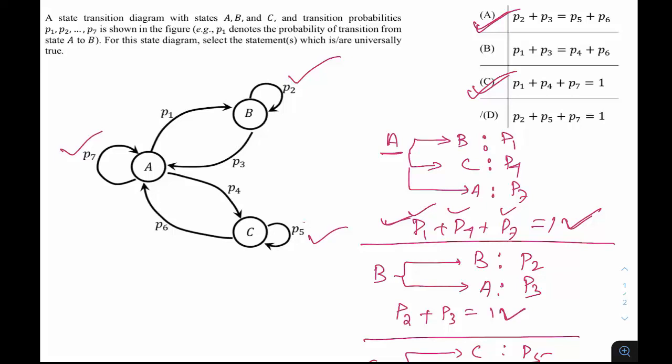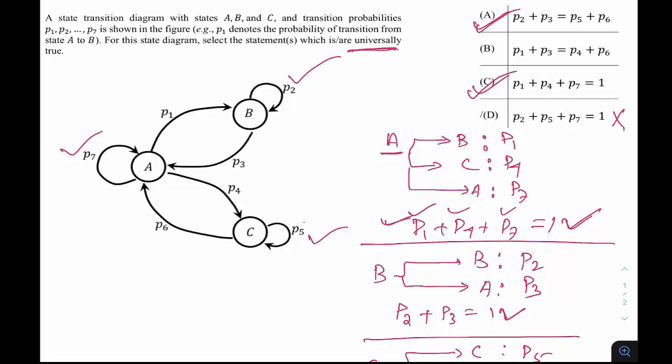So we cannot say P2 plus P5 plus P7 equals 1 is true, because here also one important term is used: universally. That means in all cases, in other words, equiprobable cases and non-equiprobable cases. So if it is non-equiprobable cases, then unless you know the individual probability, how do you say it? You cannot say. So definitely option D is wrong.